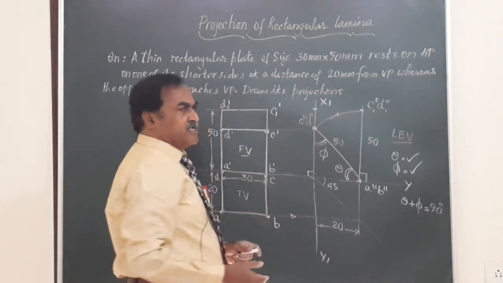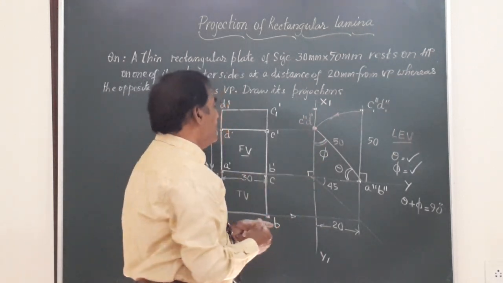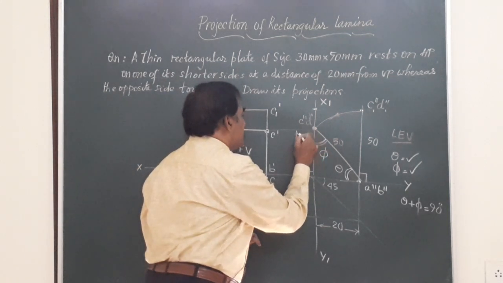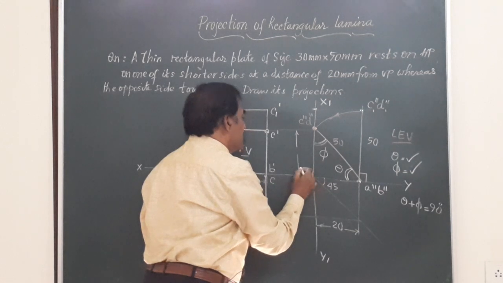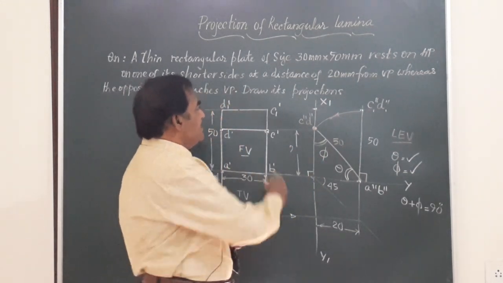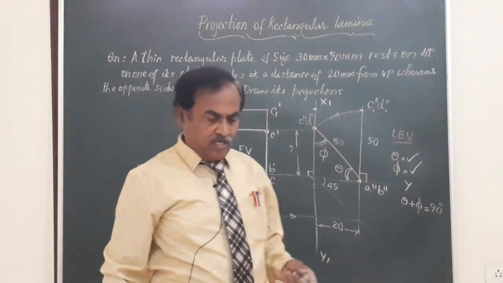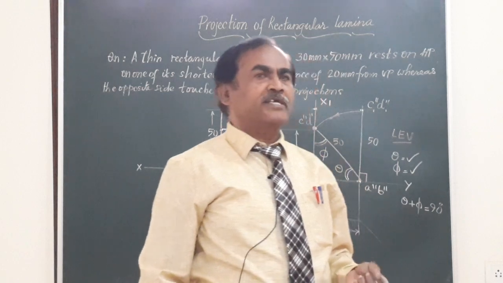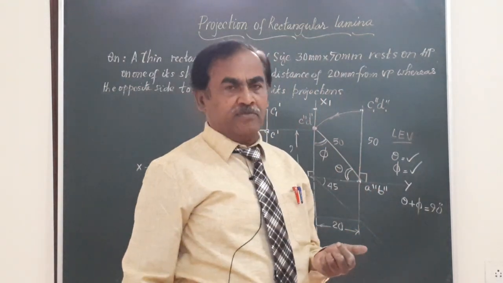And in the same question, they can also ask you to find out what is the distance of that opposite side which is on VP from HP. They can also ask you to find out. So friends, this will give you the complete solution, and I am very sure that you would have followed the complete projections of this rectangular lamina.